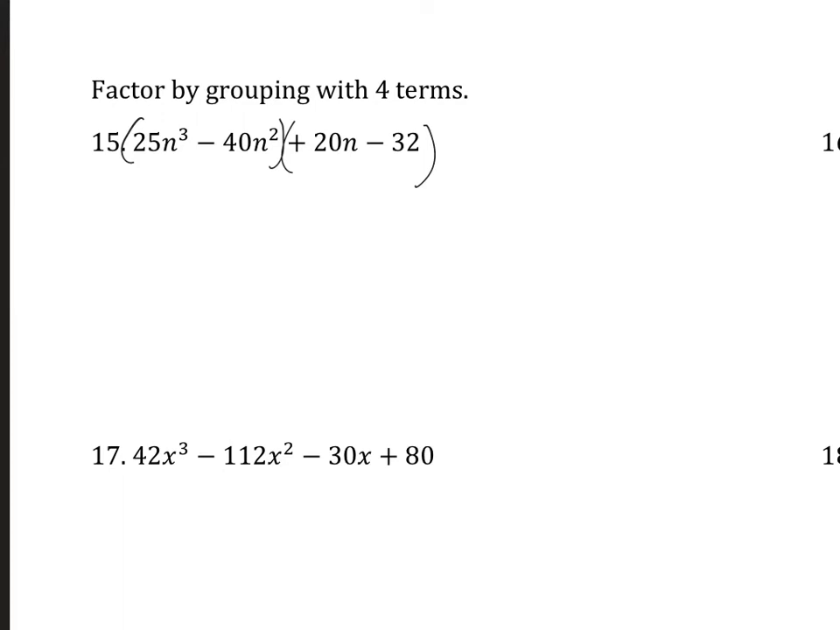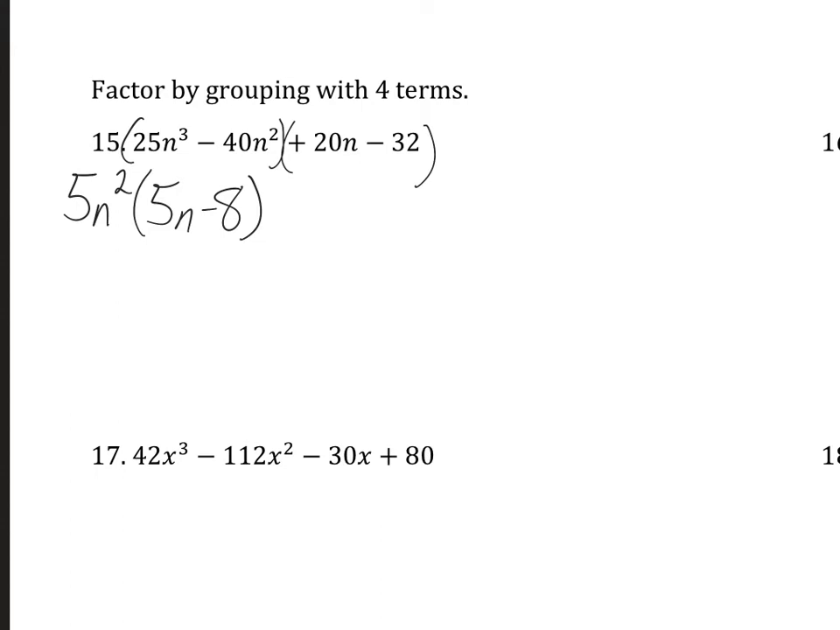The biggest number that goes into both of those is 5. And then I have n to the third, n to the second. I'm going to pull out n to the second. So that's going to leave me with 25 divided by 5 is 5. I had 3 n's. I took 2 away. That leaves me with 1. Minus 40 divided by 5 is 8. I had 2 n's. I took 2 away, so there is no n.